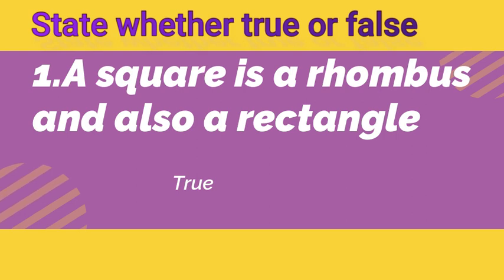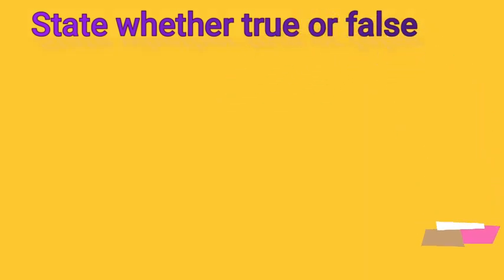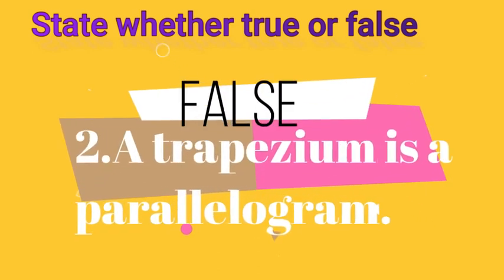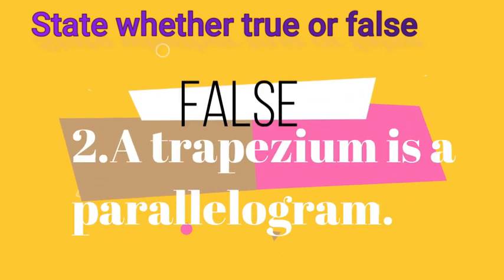Now, a trapezium is a parallelogram. Is it true or not? A trapezium is a parallelogram is false. Why? A parallelogram has two pairs of parallel sides, but a trapezium only has one pair of parallel sides. So we can tell this one is false.